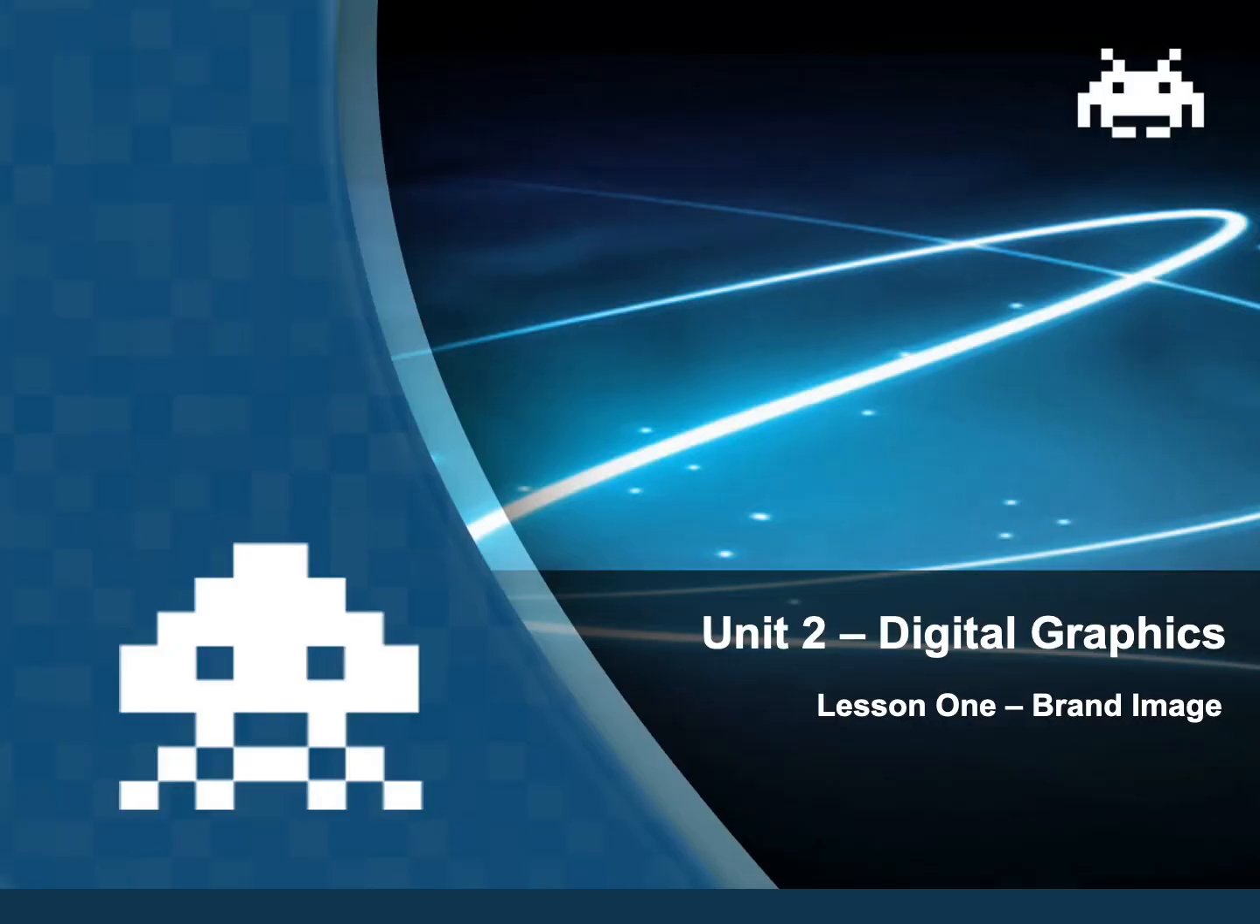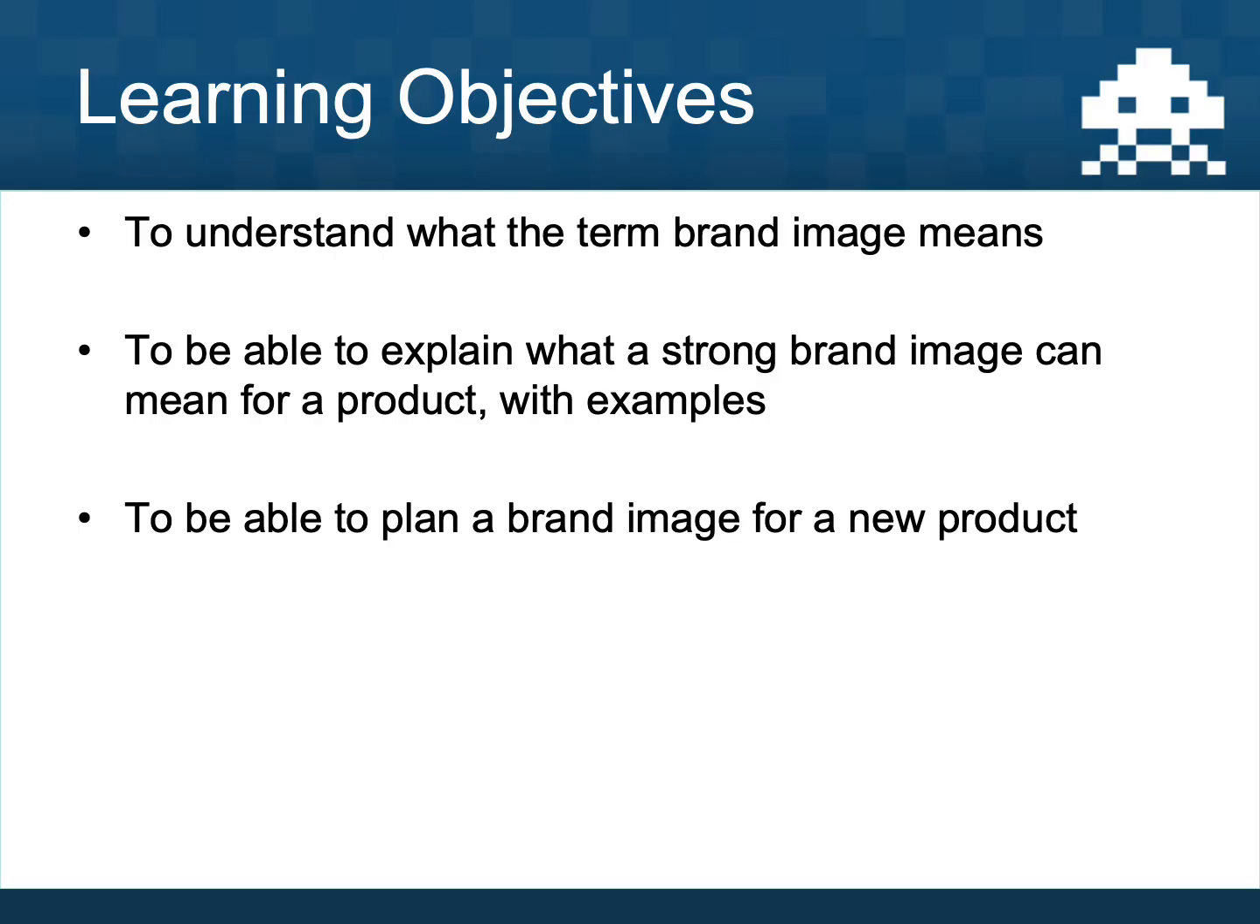As I said, this is the first lesson in this series looking at digital graphics, and for us this one is aimed at Year 8 students. Today we're going to be looking at the idea of brand image, what brand image is, and how we might be able to come up with a brand image of our own. By the end of today's lesson, you are hopefully going to understand what the term brand image means. You're going to be able to explain what a strong brand image can mean for a product with examples, and you're going to be able to plan a brand image for a brand new product of your own.